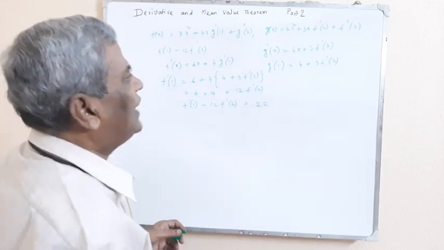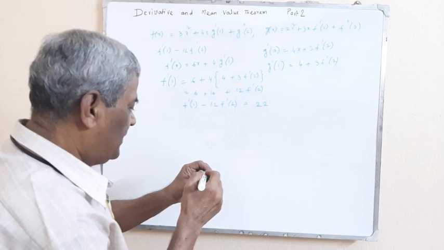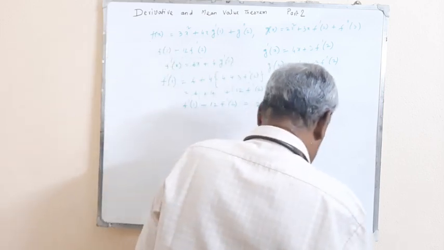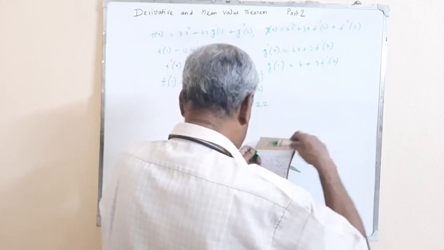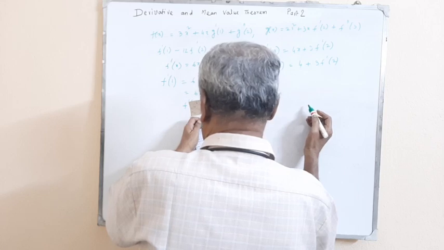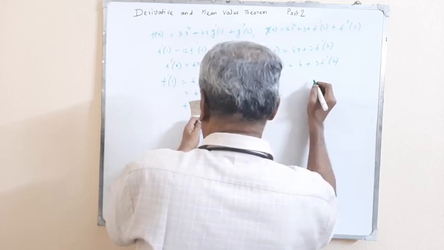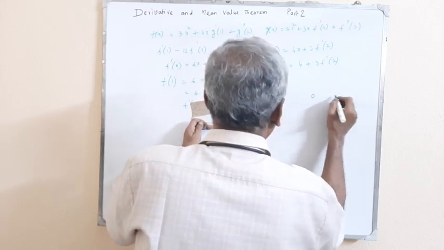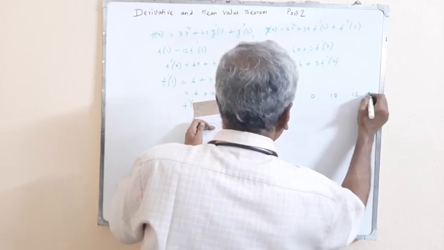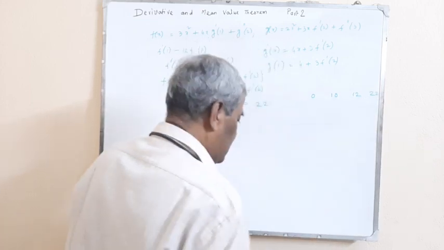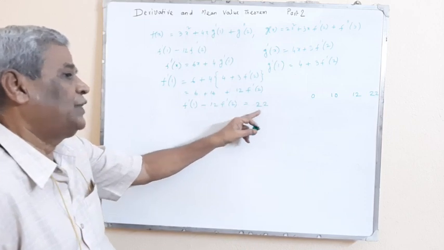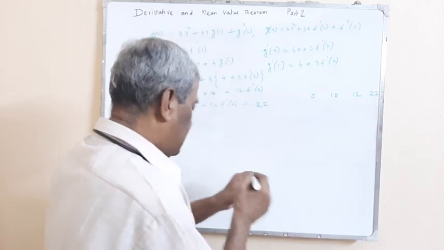So the answer is 22. Oh, I've not given the options. So options are 0, 10, 12 and 22. These are the options. So our answer is 22. So option D is correct.